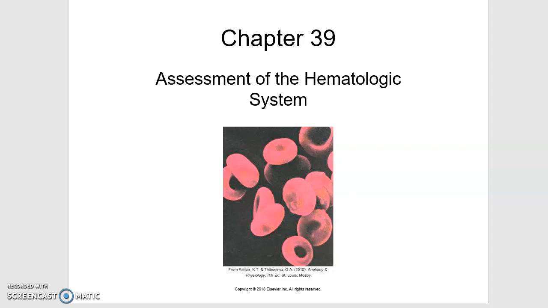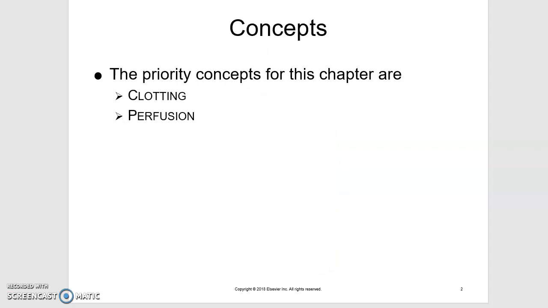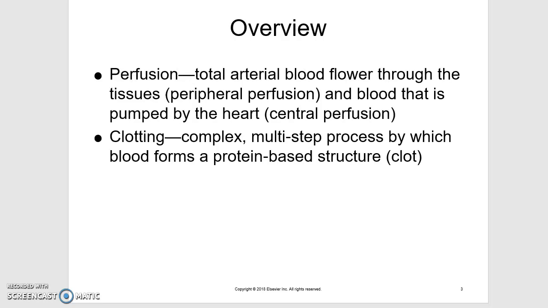Hello, this lecture will go over Chapter 39, Assessment of the Hematologic System. Concepts that will be covered include clotting and perfusion. Your slide here gives you the definition of perfusion and clotting. Perfusion is total arterial blood flow through the tissues, peripheral perfusion, and blood that is pumped by the heart, central perfusion. Clotting is a complex multi-step process by which blood forms a protein-based structure, or clot.